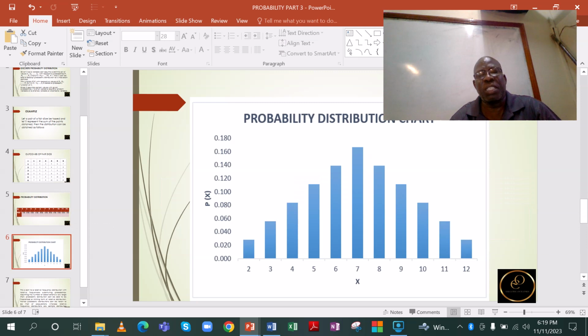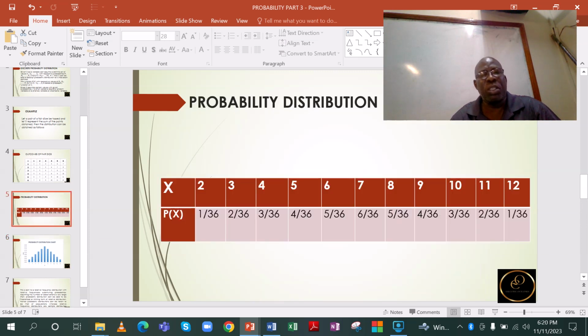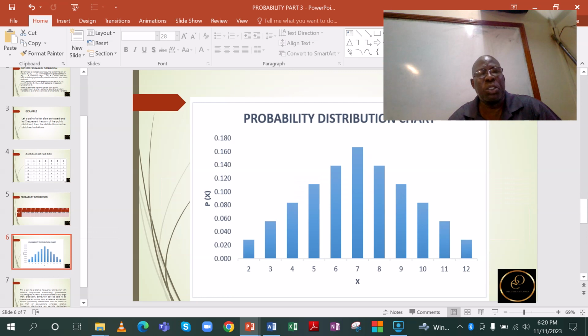If you put this 6 divided by 36, and read it along the y-axis, it will give you that. Then after that it starts dropping, so it can be shown in the form of a bar chart in this manner. So that's the probability distribution chart. We have the probability distribution table, then you have the probability distribution chart for the same data which has been evaluated from that.